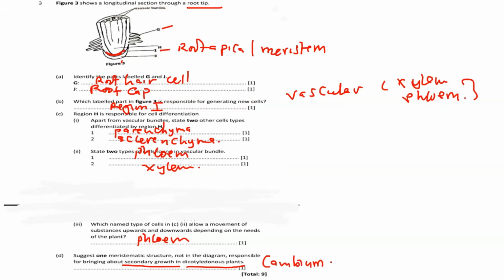So that is the what? The cambium. Okay, so another function of the cambium is that it is responsible for bringing about secondary growth in plants. So this brings us to the end of the questions for today.